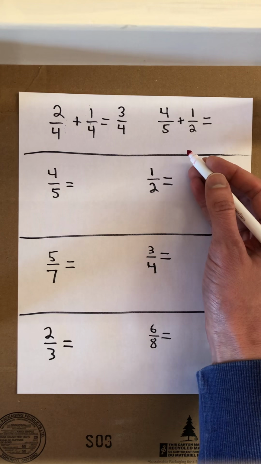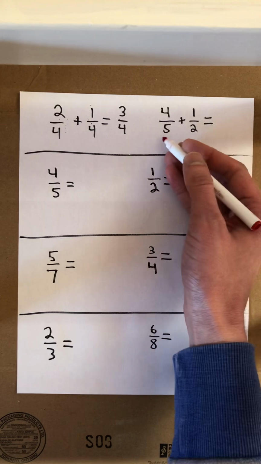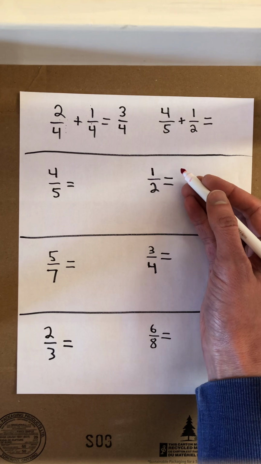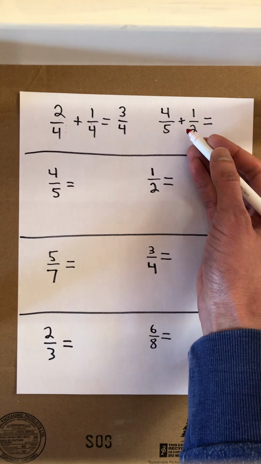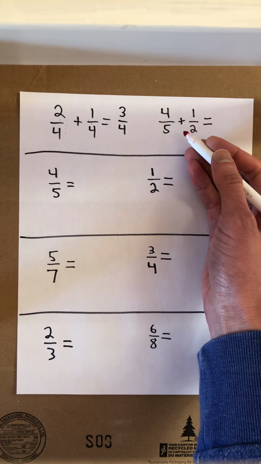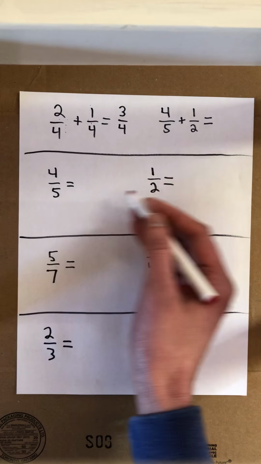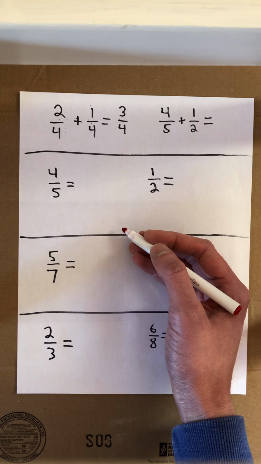What this unit's going to get into is what happens if we have two fractions that have different denominators, that they have different bottom numbers. The answer is that before we add or subtract them, we have to make them have the same denominator. So underneath here, I have these two fractions. I have to make them have the same denominator.